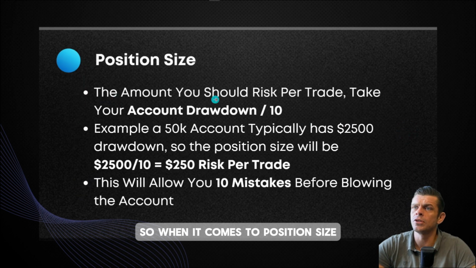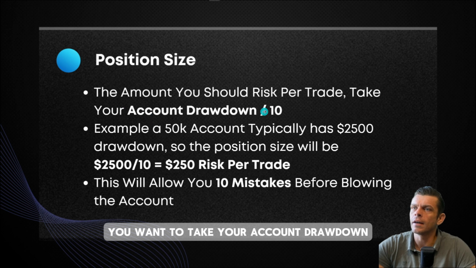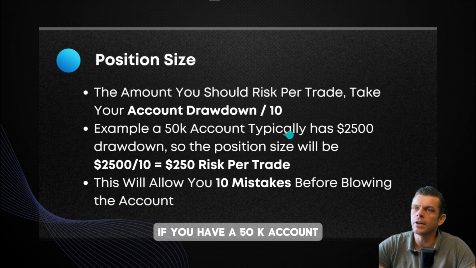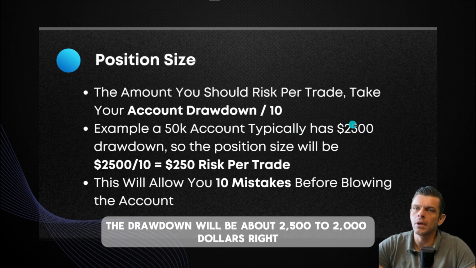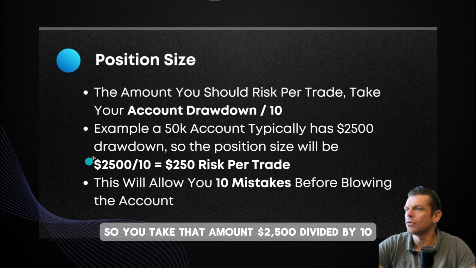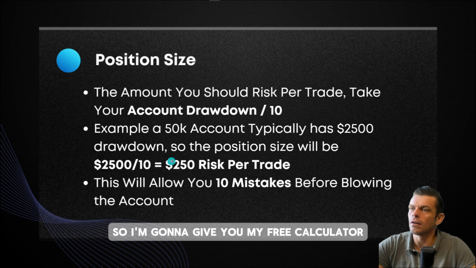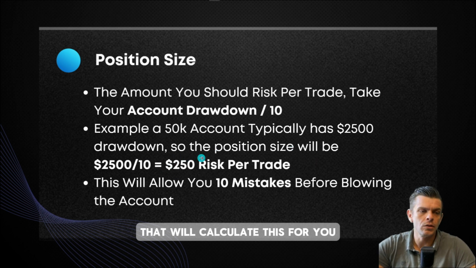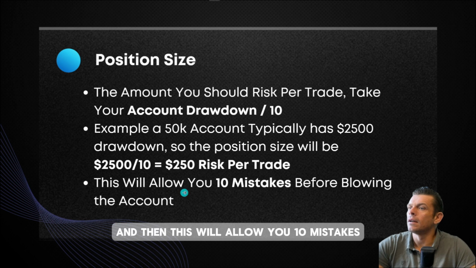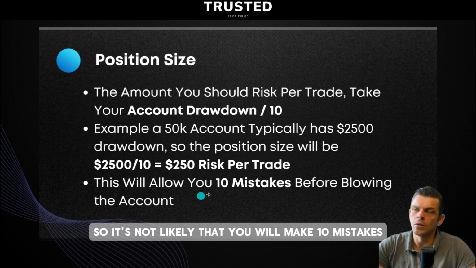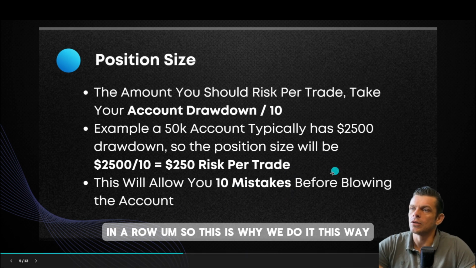So when it comes to position size, you want to take your account drawdown and divide that by 10. For example, if you have a 50K account, typically the drawdown will be about $2,500 to $2,000, right? So you take that amount, $2,500 divided by 10, and that will be the risk per trade. I'm going to give you my free calculator that will calculate this for you, make it easy for you. And this will allow you 10 mistakes before blowing the account. So it's not likely that you will make 10 mistakes in a row. This is why we do it this way.